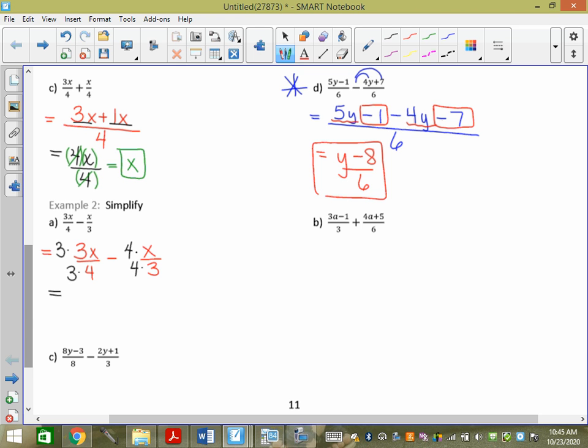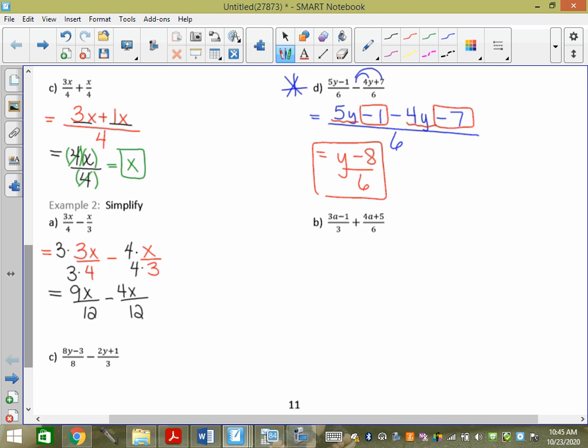So I'm going to get 9x over 12 minus 4x over 12. And you multiply by the top and the bottom because then it doesn't actually change the whole thing. So we have 3 and 3 because 3 divided by 3 is 1, right? So if I multiply the top and the bottom by it, I'm not actually changing the fraction.